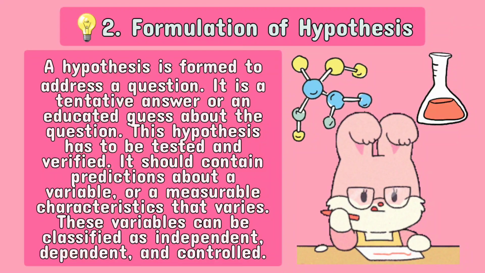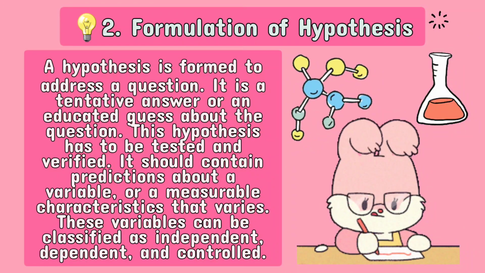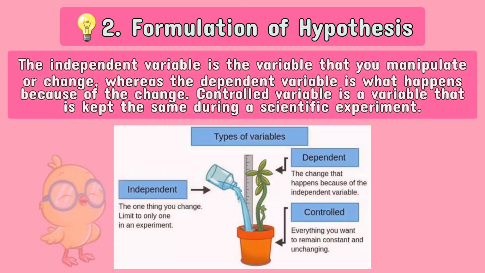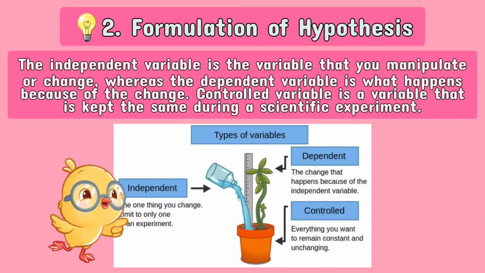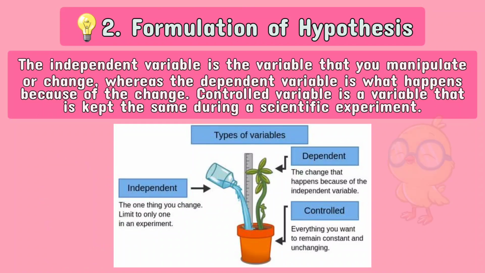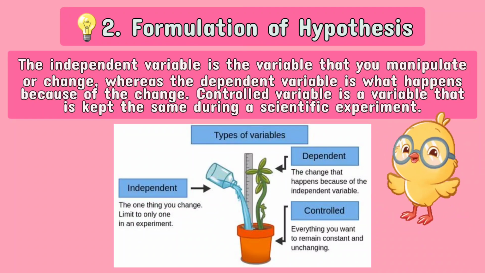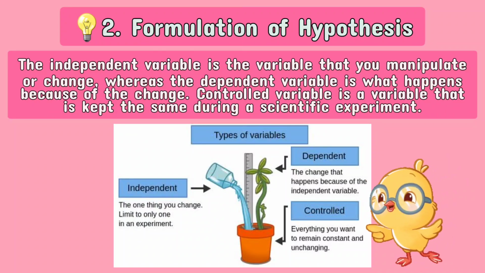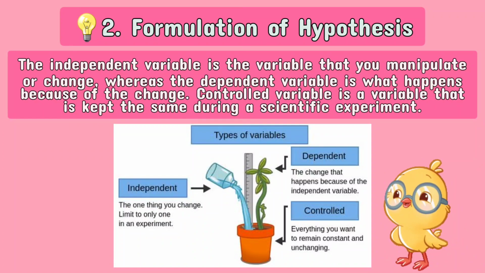These variables can be classified as independent, dependent, and controlled. The independent variable is the variable that you manipulate or change, whereas the dependent variable is what happens because of the change. A controlled variable is a variable that is kept the same during a scientific experiment.